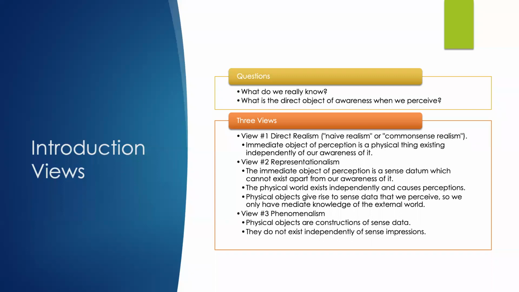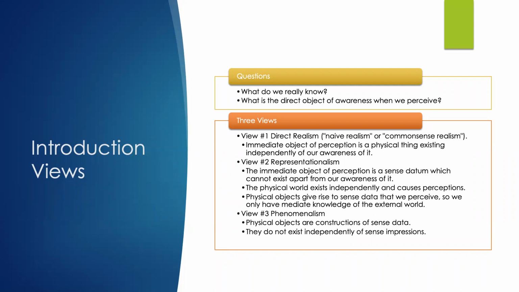The first view is what's called direct realism, sometimes known as naive realism, sometimes known as common sense realism. This is the view that we have before we get corrupted by philosophy and science. It's the WYSIWYG, what you see is what you get. The idea is that what we're seeing and experiencing is the thing. In other words, it's not a representation.